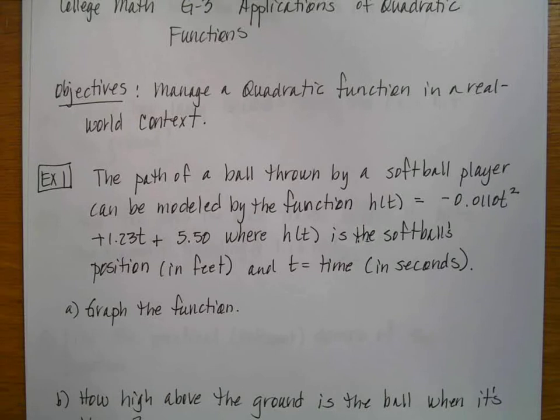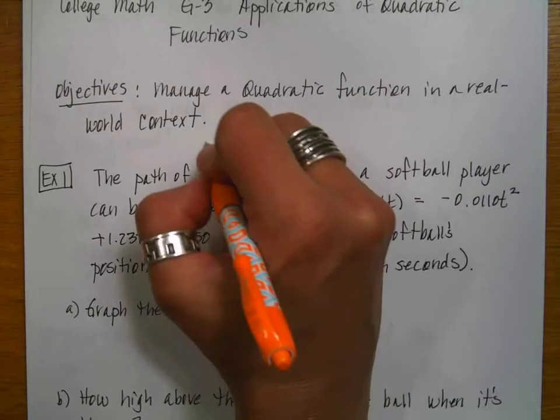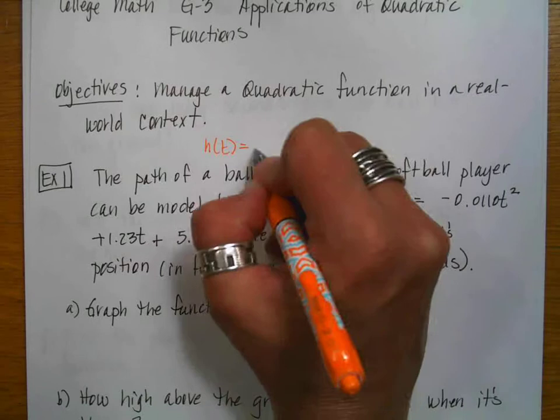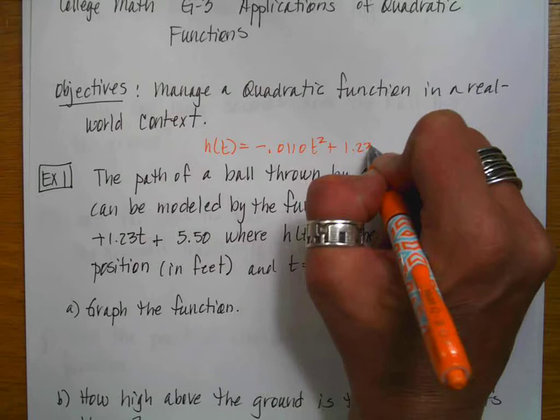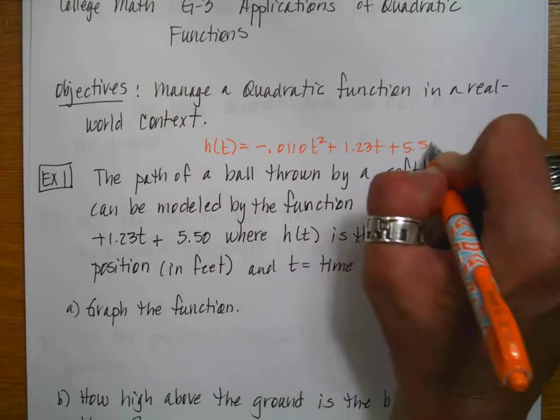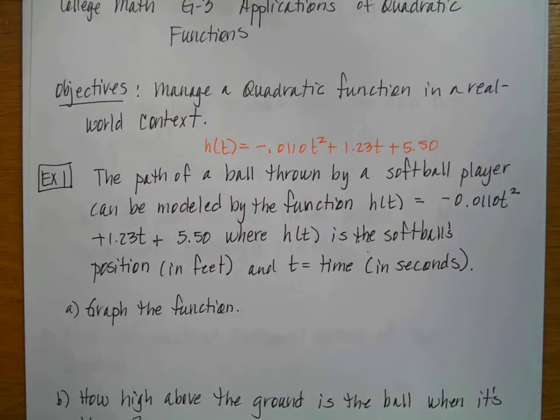The problem says the path of a ball thrown by a softball player can be modeled by the function h of t equals negative 0.0110 t squared plus 1.23 t plus 5.50, where h of t is the ball's position in feet and t is time in seconds. I'm going to rewrite our equation so it's all on one line: negative 0.0110 t squared plus 1.23 t plus 5.50. And again, we're going to do this graphically.